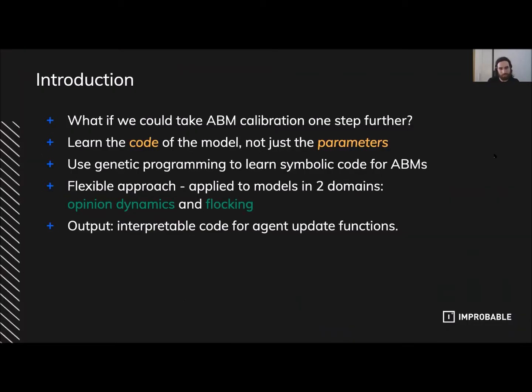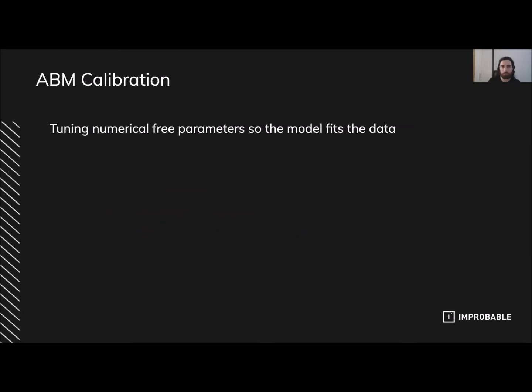The basic idea of this is, what if we could take ABM calibration, so calibrating the parameters of agent-based models, one step further. So we're not just looking at parameters, we're actually learning parts of the code of the model itself. And we're using genetic programming to do this, so we're learning the symbolic code. We show that this is a flexible approach. We're able to apply it to models in two different domains, which is opinion dynamics and flocking, so bird flocking. And the output of this process is basically interpretable symbolic code for the agent update functions of these agent-based models.